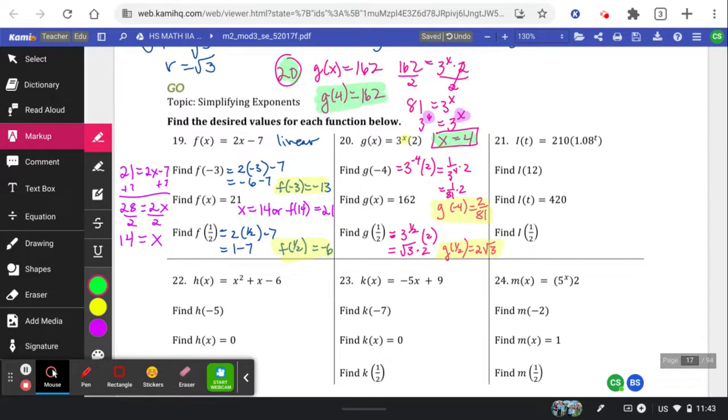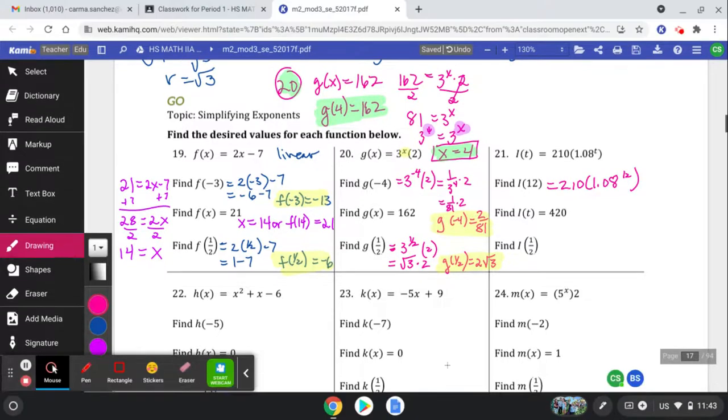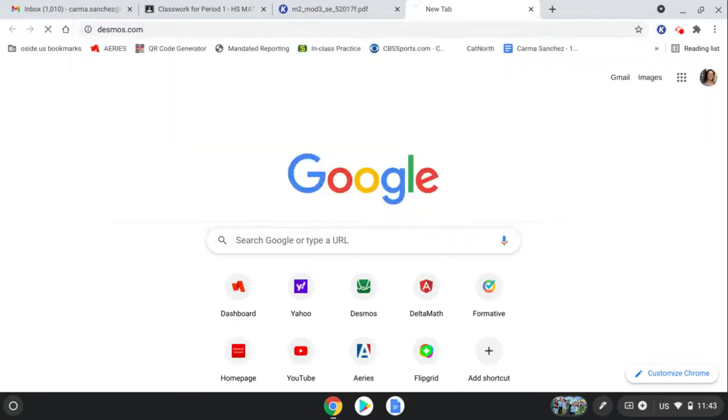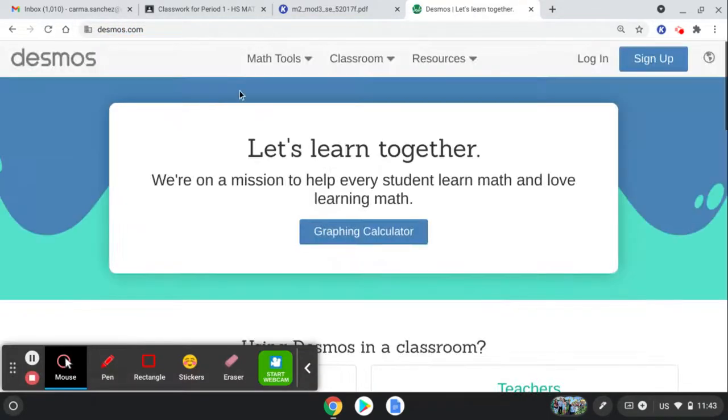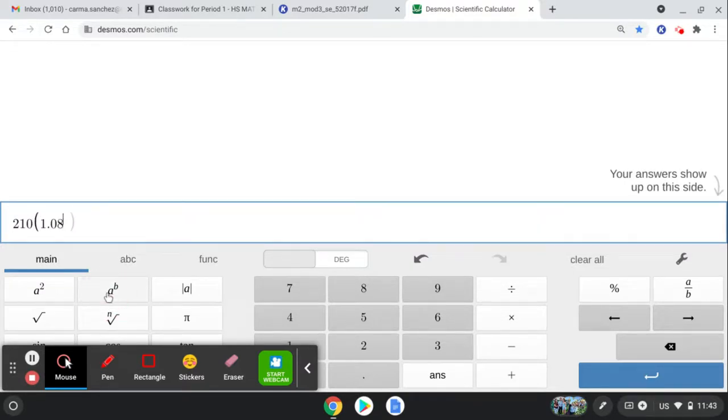All right, next one is also an exponential function with a percent multiplier. So we're going to say 210 times 1.08 to the power of 12. And so for this one, we're going to need to use Desmos. So go ahead and click on a new tab right now, and type in 210 times 1.08 to the power of 12.